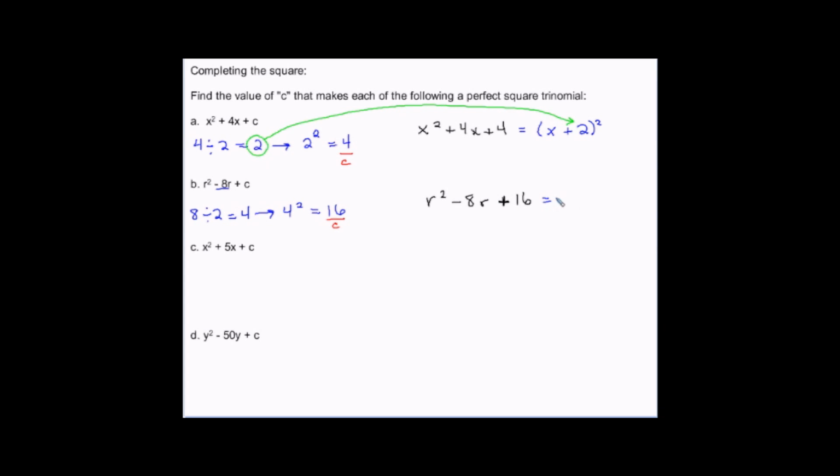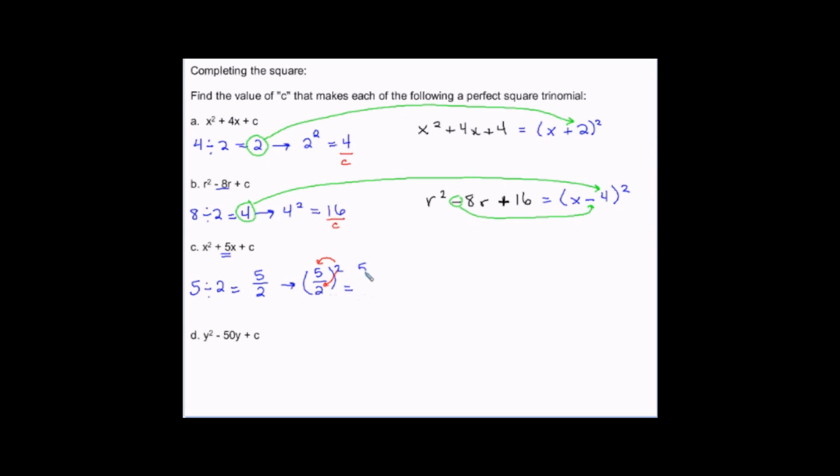If I were to factor this one, I'm going to get x minus 4 squared. Again, because this number tells me which number to come here, and this sign tells me which sign to go there. Now sometimes b is not going to be even. So when that happens, we can just write it as a fraction and get 5 halves. So 5 divided by 2 is 5 halves. I'm going to take that 5 halves and I'm going to square it, and that means I'm going to square the 5 and I'm going to square the 2.